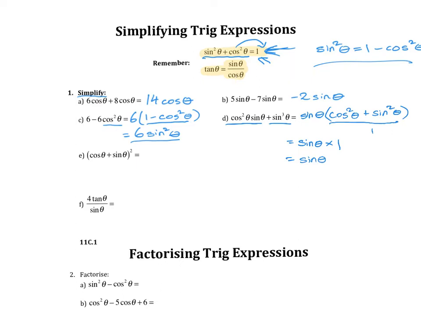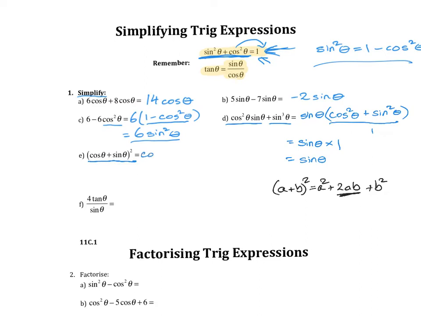Next one, cos theta plus sine theta, all squared. A lot of people think that this actually equals the same as this identity, sine squared plus cos squared. But remember, if you think about a perfect square like a plus b all squared, we actually get a squared plus b squared, and then we've got this 2ab term in the middle. So we can't forget about that. So let's use that idea to expand these brackets.